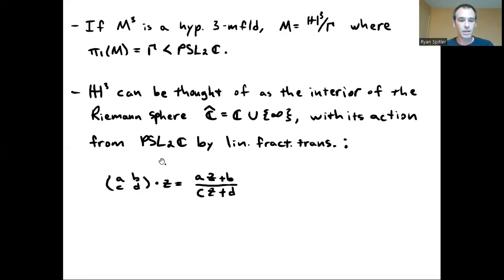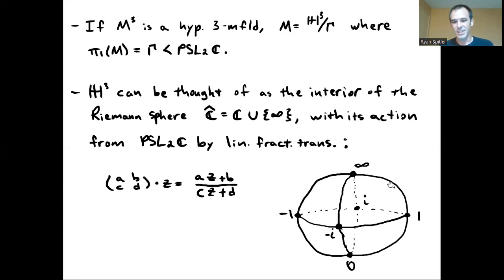But on the boundary, you can understand the action by the usual linear fractional transformations, where A, B, C, D maps the complex point Z to this fraction. And here's a nice little ball for that. Maybe I didn't need to be gesturing with my hands, but this is representing the Riemann sphere, 0, 1, -1, i, negative i, and infinity up here at the top. And then hyperbolic 3 space can be thought of as being on the inside.